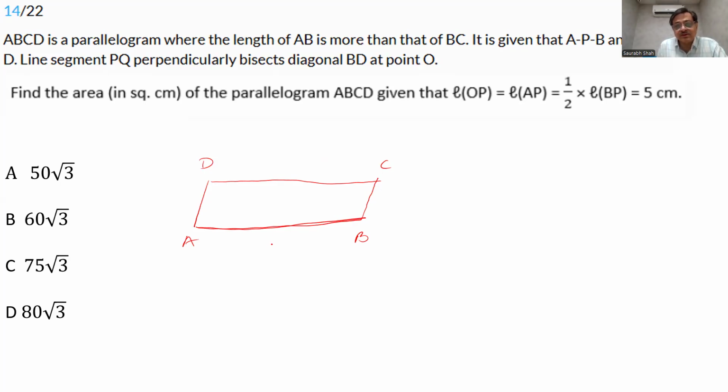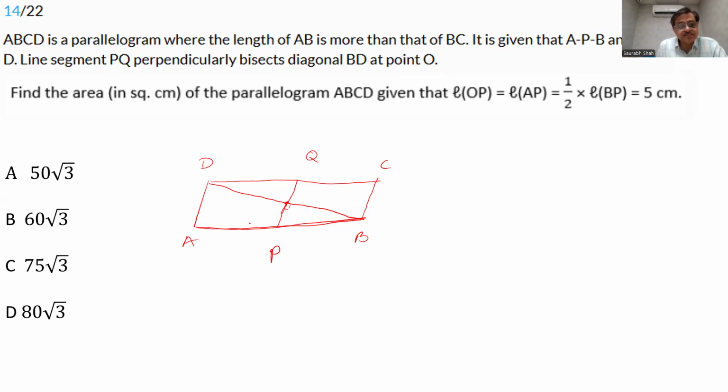Now P is a point on this line here. P point is somewhere on AB, and similarly Q is some point on the line CD. And we have a diagonal BD. Now we need to bisect the diagonal perpendicularly. Bisect. So we'll drop a perpendicular from here. So this is a right angle. This is what the figure might look like.